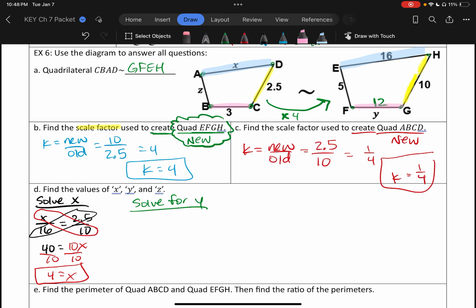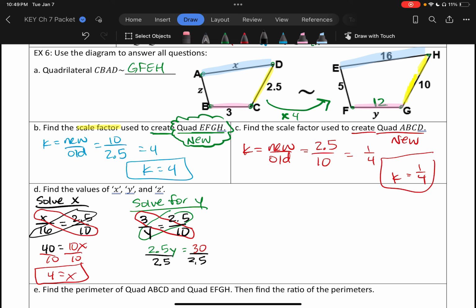BC corresponds to FG. Let's pretend that we didn't know it was 12. So if I set this up, this would be 3 over y is equal to, I'm going to use the same yellow over yellow, 2.5 over 10. Cross multiplying here, we got 2.5y is equal to 3 times 10, which is 30. Now if I want to solve for y, divide both sides by 2.5.